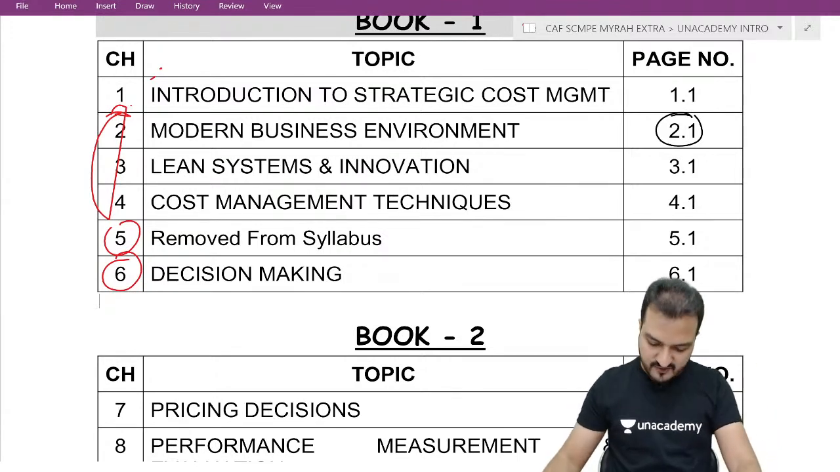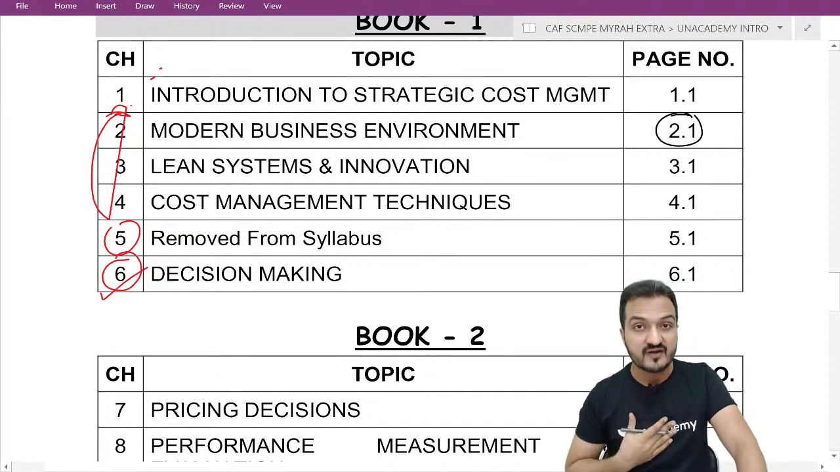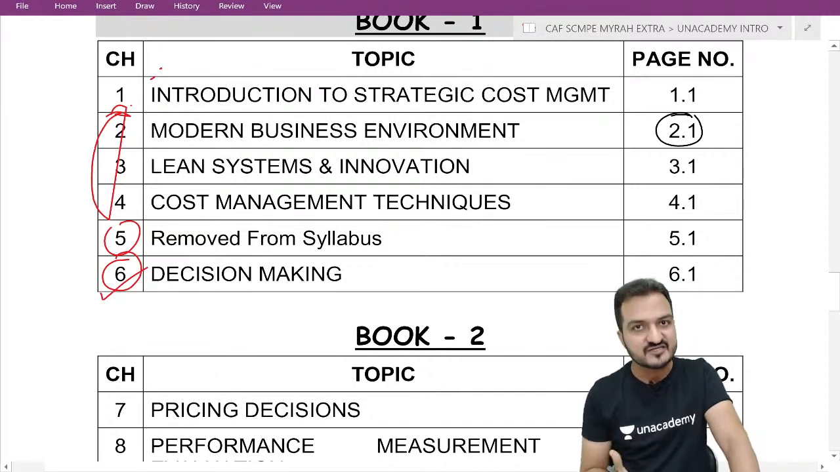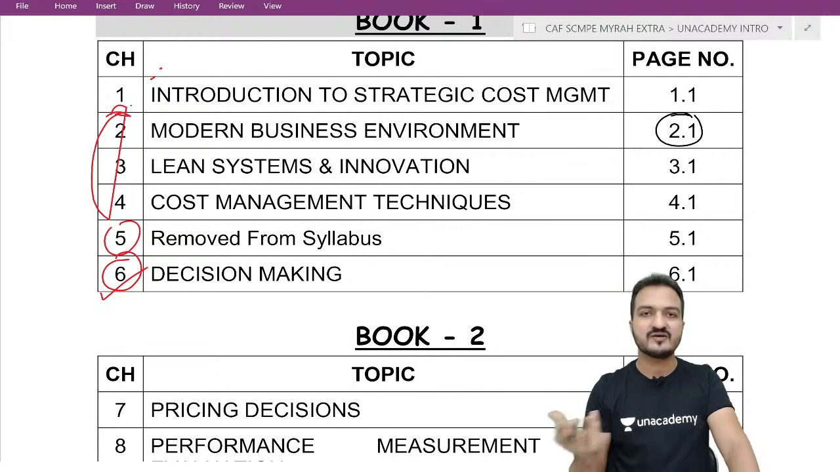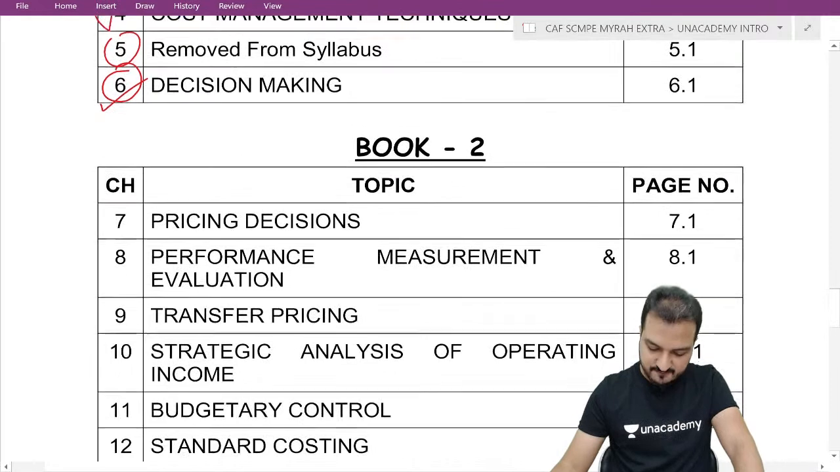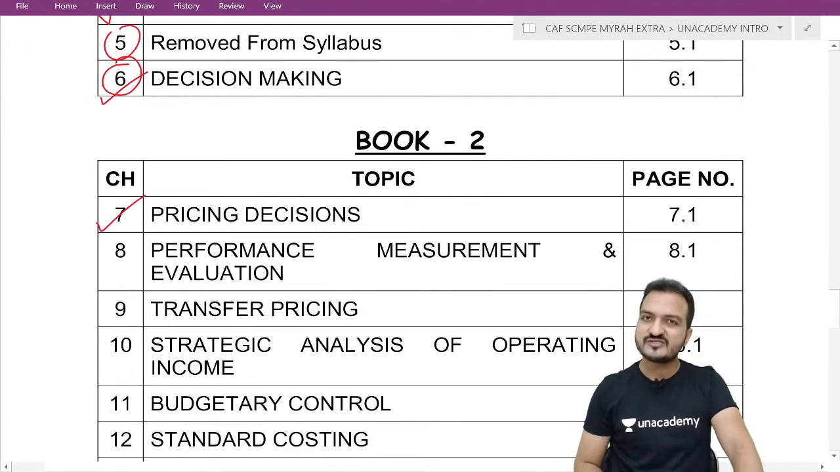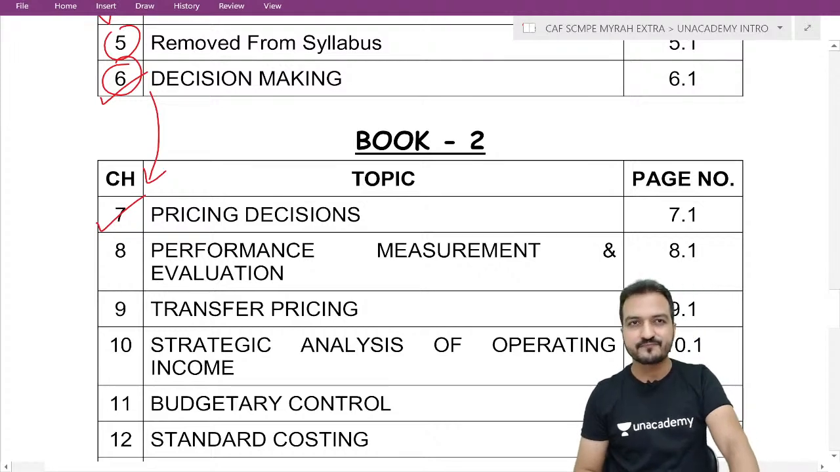Going further with the syllabus, decision making is the longest chapter. I will be taking maximum time to explain that chapter, but it is still not the chapter with the highest weightage. But there is no other option; I have to give so much time to that chapter. Next is pricing decision, chapter 7, which is somewhat related to decision making only.